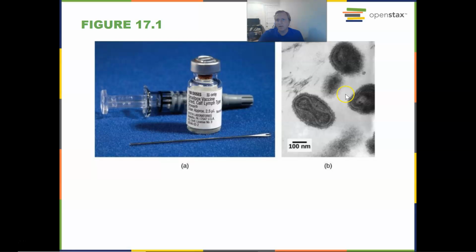Here is the smallpox virus. Here is a smallpox vaccine. Smallpox is one of the few diseases that we've actually managed to get rid of in the world. Smallpox does not exist naturally anymore. They still have it in labs. And the history of vaccination is pretty fascinating.